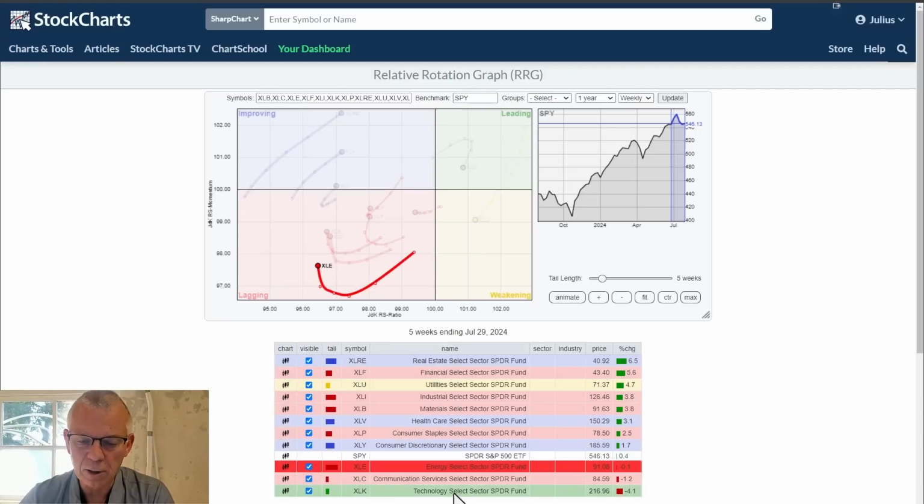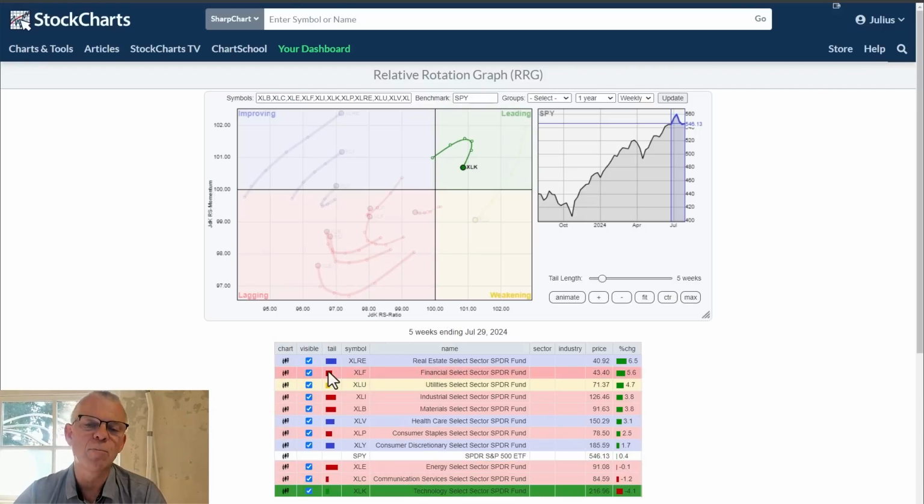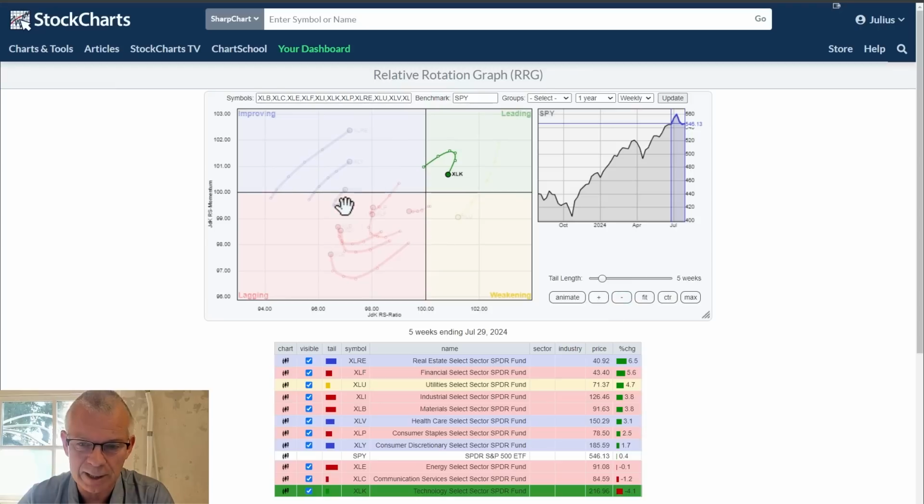Now, for technology, it's maybe even more non-aligned, because at the moment, technology is still the only sector inside the leading quadrant, but it's aggressively rolling over. It's already at a negative heading while inside the leading quadrant. And if you look at the performance over the last 5 weeks, technology is down 4.1% versus SPY of 0.4.